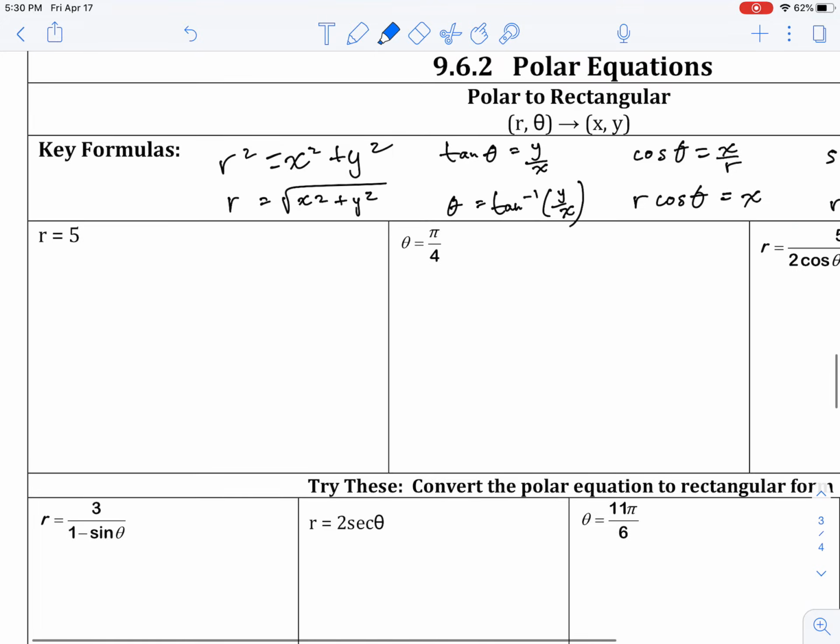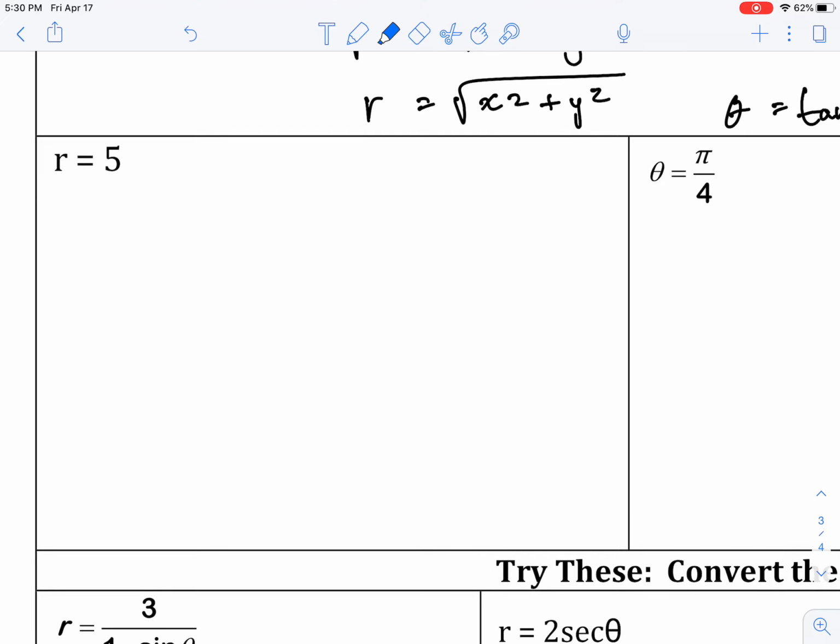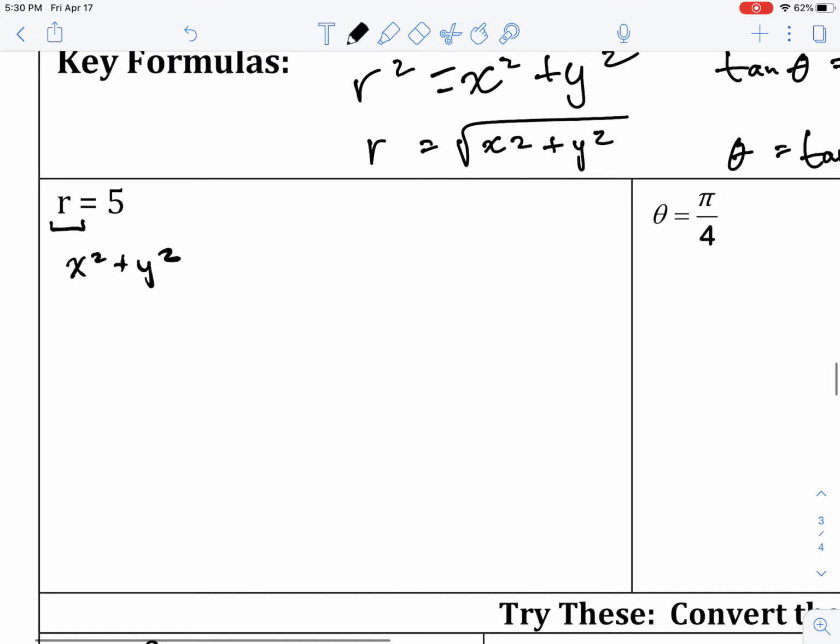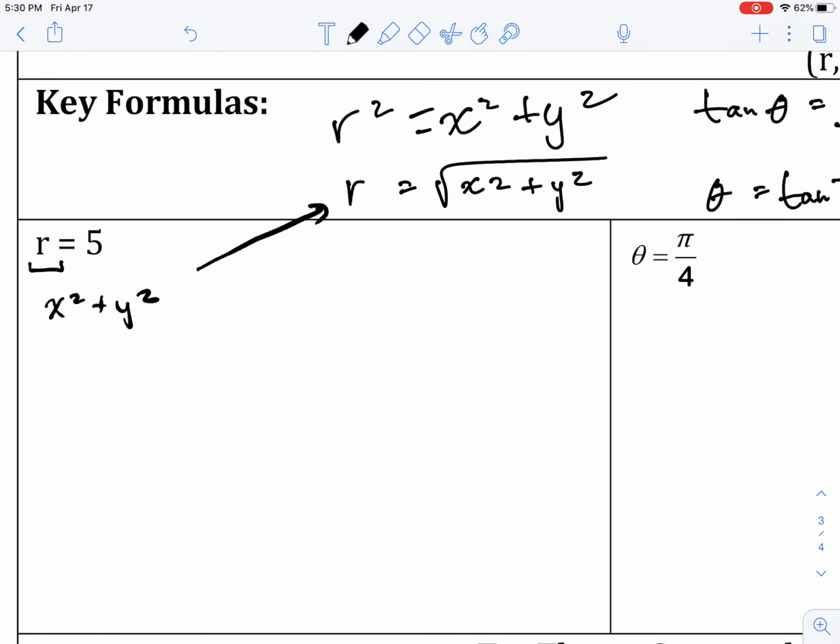So let's go back to our equation. And if we know that r is equal to 5, and r squared is equal to x squared plus y squared, we can simply say that r is equal to the square root of that, I should say. r is equal to the square root of x squared plus y squared. And since we know that r is equal to 5, that is our rectangular equation. It's that simple. There's really all there is to that. We know r is equal to the square root of x squared plus y squared. We're told that r is equal to 5, and that's pretty much it.